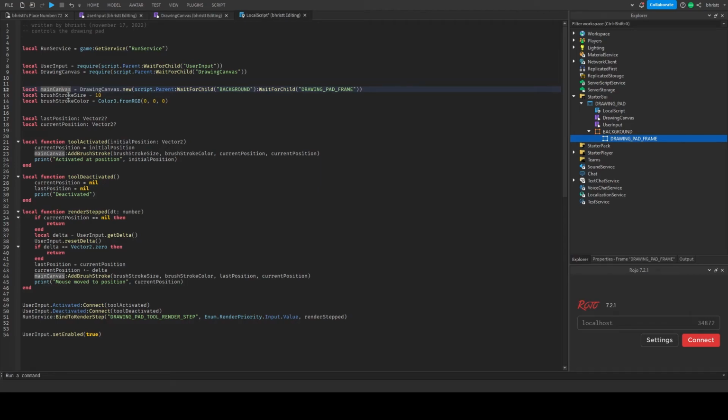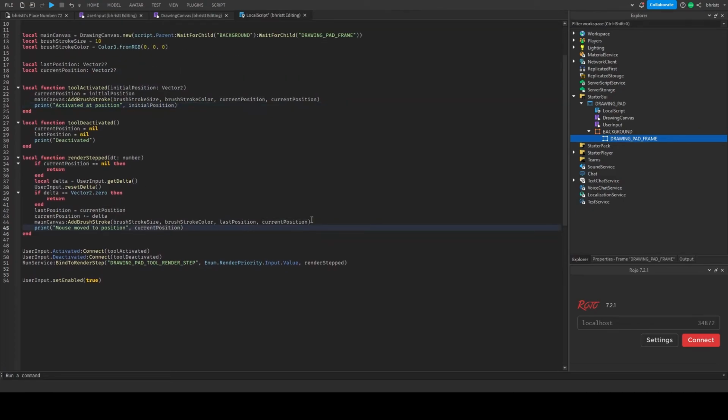And we also added two variables called brushstroke size and brushstroke color. And that's so we can set the brushstroke size and the brushstroke color of the brushstrokes we're about to make in this main canvas. And right here, when we activate the tool, we want to add a brushstroke at that initial position. So what we do here is we add brushstroke, this main canvas, this colon, add brushstroke, and then we do brushstroke size, brushstroke color, and then the current position twice, because we're just making a dot.